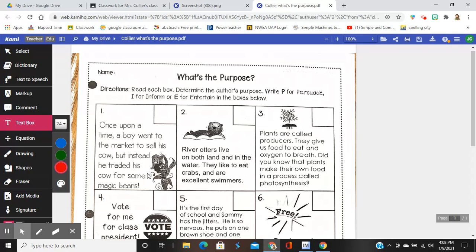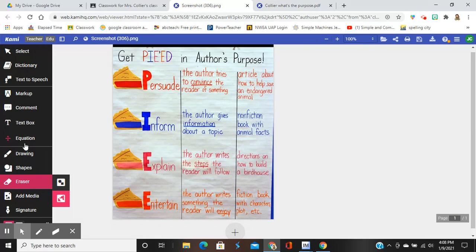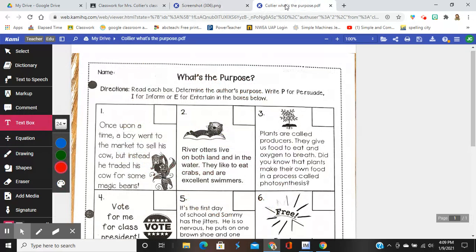So let's read the first one. Once upon a time, a boy went to the market to sell his cow, but instead he traded his cow for some magic beans. So if we look back, would that be to persuade, to inform, to explain, or to entertain? What was the author trying to do? Were they trying to convince you, give you information, give you steps or directions, or for you to enjoy? They wanted you to enjoy, so that one would be an E.